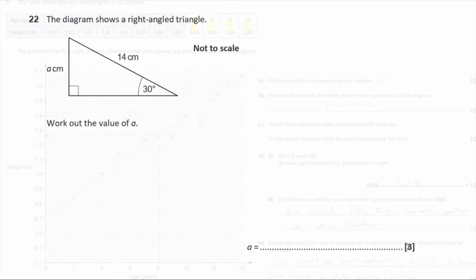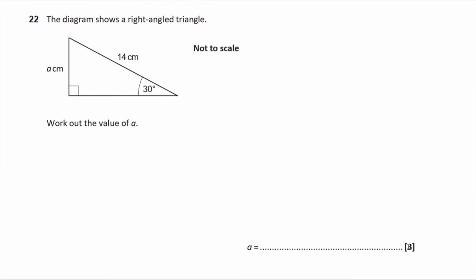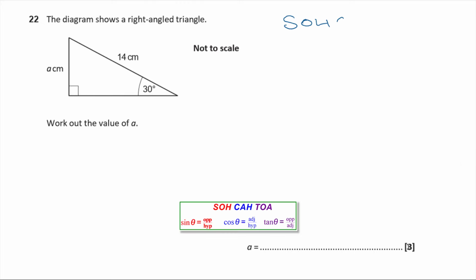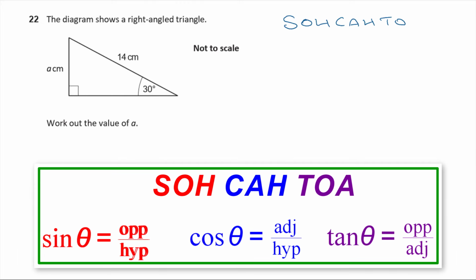Okay. Question 22. The diagram shows a right angle triangle. We've got an angle of 30 given. The hypotenuse is 14. And we've got another side marked A. We need to work out the value of A. So if you haven't guessed already, this is a trigonometry question in a right angle triangle. So we're going to be using our mnemonic SOHCAHTOA to work out which ratio we need to use here.